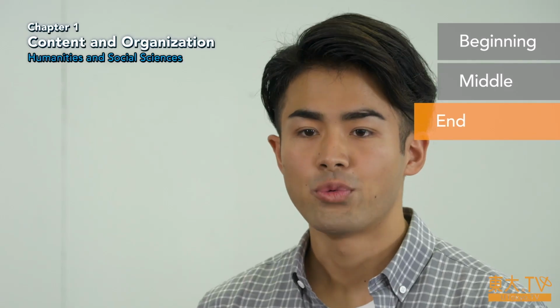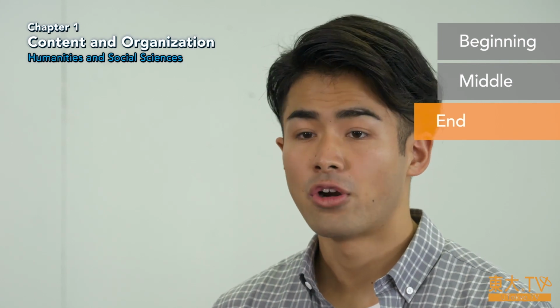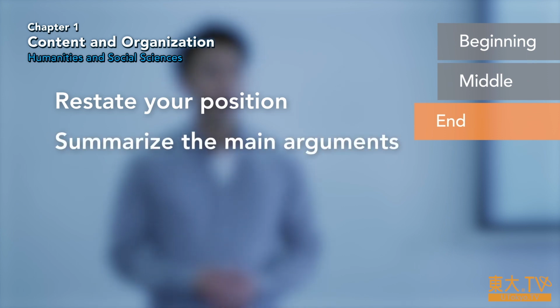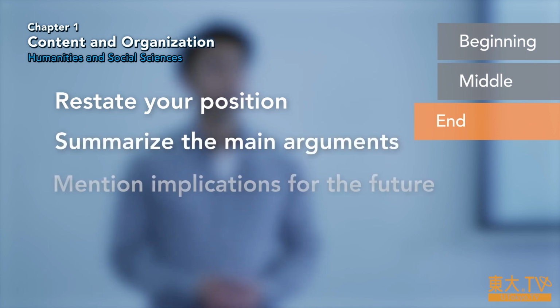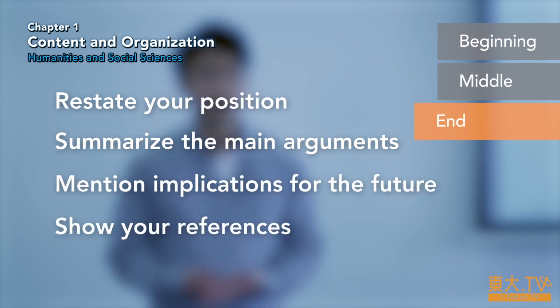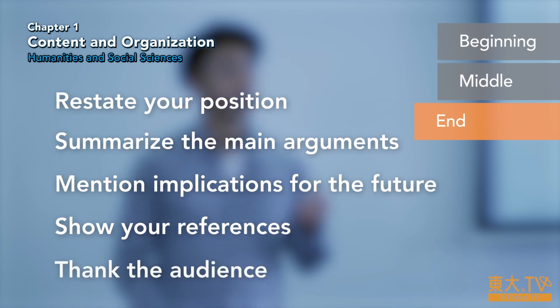So I conclude that we should abandon nuclear power in favor of renewable energy. Restate your position. Summarize the selected arguments justifying your position. State implications for the future. Show your references. Thank the audience for their attention and invite comments or questions.